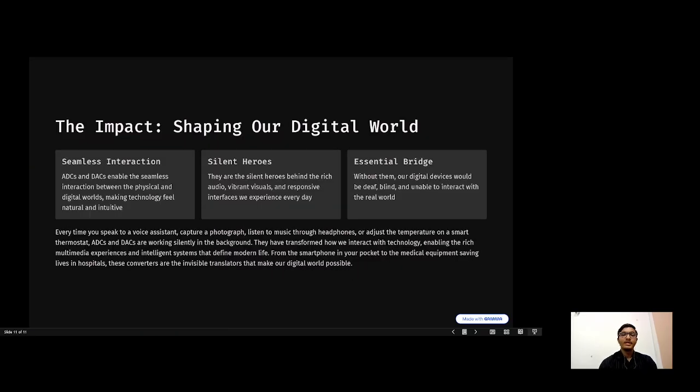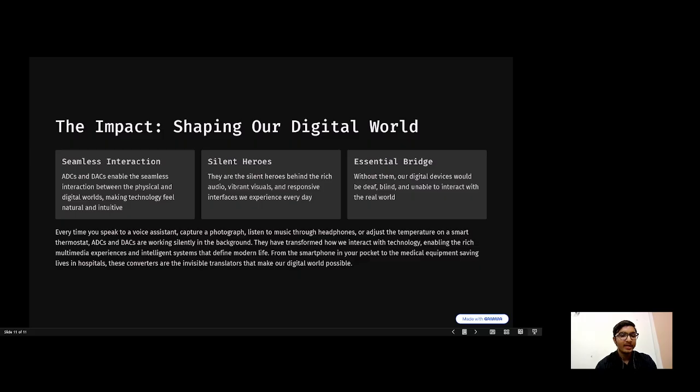The impact shaping our digital world. Seamless interaction, silent heroes, and essential bridge. First, we see seamless interaction. ADCs and DACs enable the seamless interaction between the physical and digital world, making technology feel natural and intuitive. Silent heroes. They are the silent heroes behind the rich audio, vibrant visuals, and responsive interfaces we experience every day. Essential bridge. Without them, our digital devices would be deaf, blind, and unable to interact with the real world.